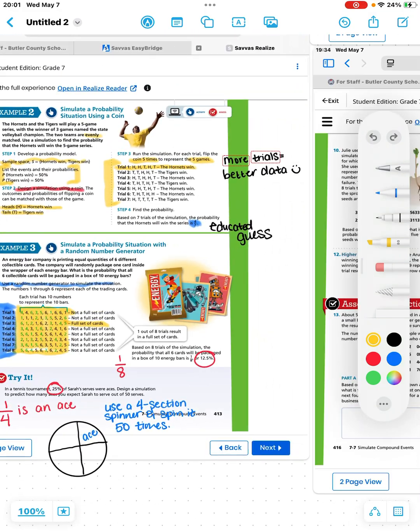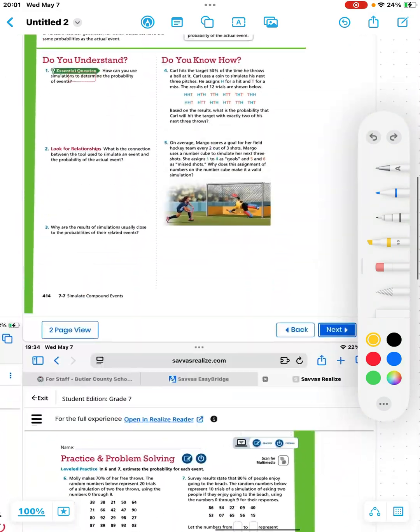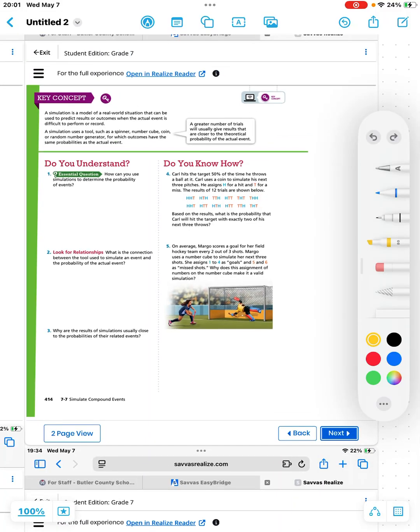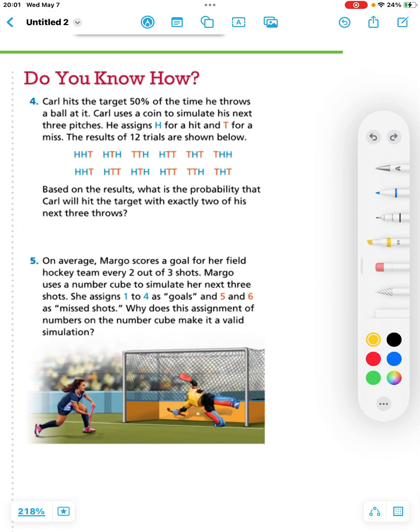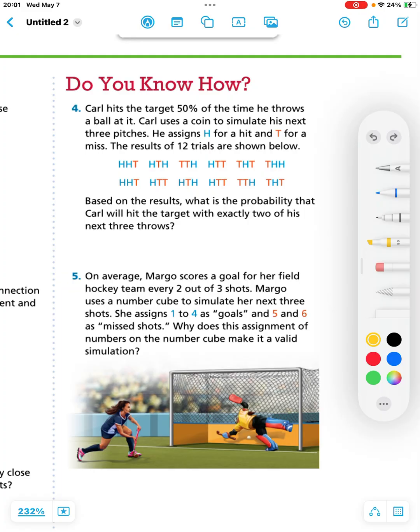Now, this is what all the sections are going to be. We're going to go ahead and hop right into the questions. We're doing great on time. You're going to do the do you understand, but we're going to look at the do you know how. This states that Carl hits the target 50% of the time he throws a ball at it. So maybe he's a baseball player. Carl uses a coin to simulate his next 3 pitches. He assigns H for hit, that's important, and T for miss.